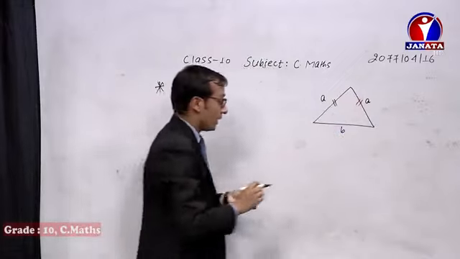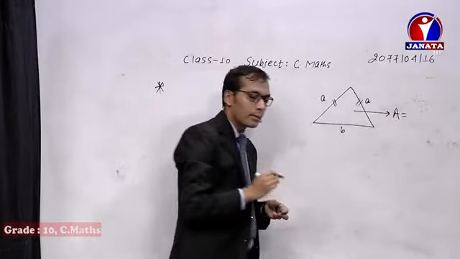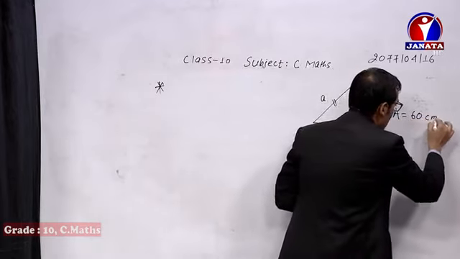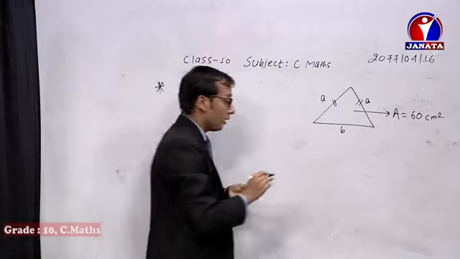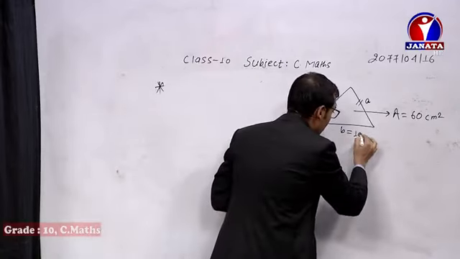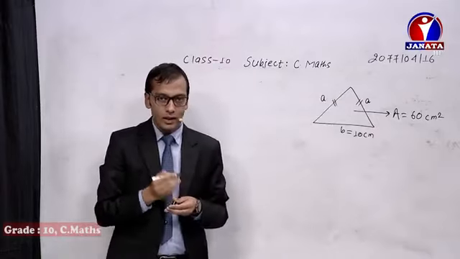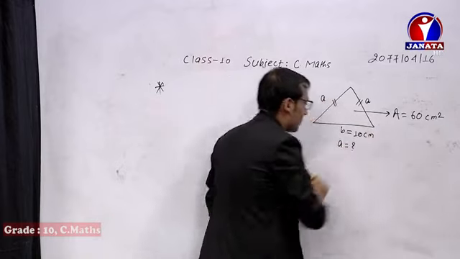What is its area? The area of this triangle is given as 60 cm square, and the base of the triangle, b, is 10 centimeter. What is asked for us? The length of the equal side is asked.